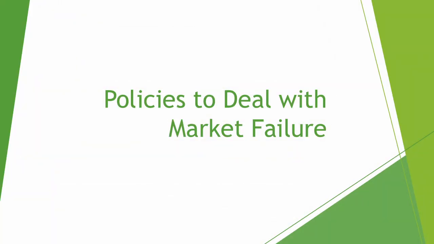The different policies that are used to deal with market failure are the provision of public and merit goods, indirect taxation of demerit goods, tradable pollution permits, provision of information, legislation, and regulation.